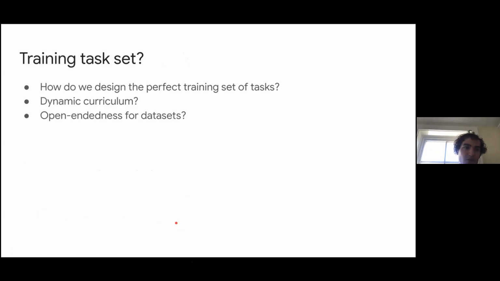The next big open question is, what do we actually train these things on? Or is that even the right term to think about? Should there even be a training set? What's the perfect distribution of tasks? Should there be something dynamic? Should there be more curriculum here? Should we throw out our ability to make the datasets altogether and make it some open-ended process where we have some agent creating datasets to train on?